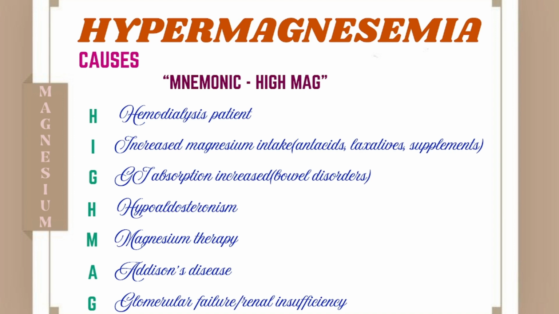So these are the causes of hypermagnesemia. And the mnemonic is high mag. Hemodialysis patient, increased magnesium intake, GI absorption increased, hypoaldosteronism, magnesium therapy, Addison's disease, glomerular failure or renal insufficiency.